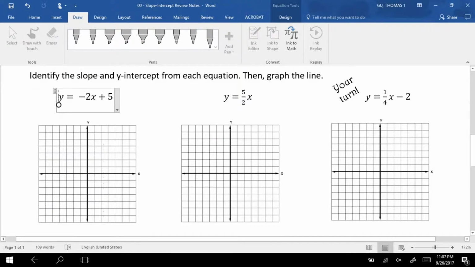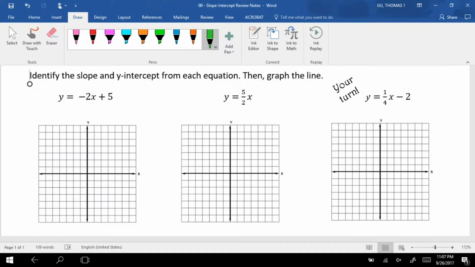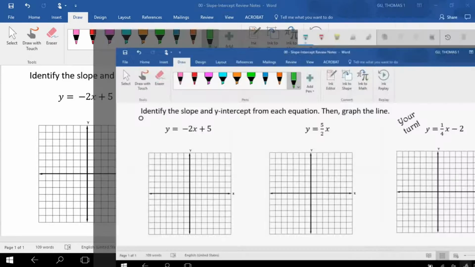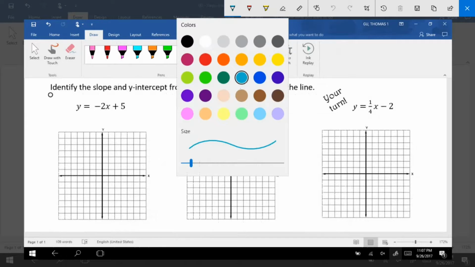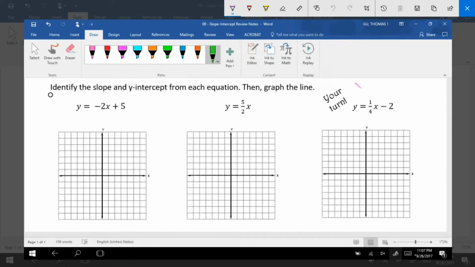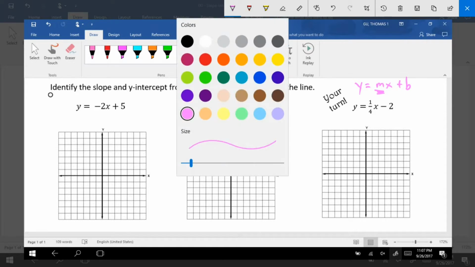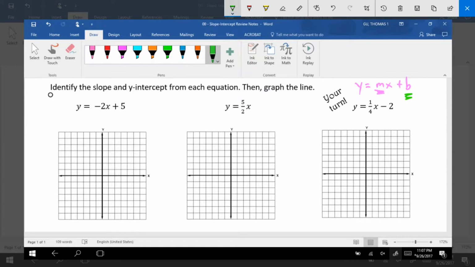Okay, so let's do a screen sketch. Okay, boom. So let's find the slope. Remember, our slope-intercept form is y equals mx plus b. Slope is m, and the y-intercept is b. So look at our first one. What is the slope right here? It's in front of the x. It's -2, but we need a fraction, right? So our slope m is going to be -2 over 1. That tells us to move down 2 and right 1.